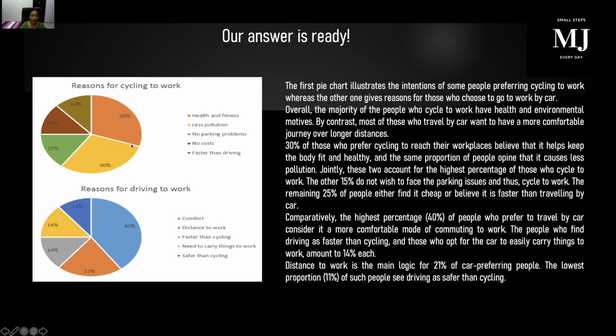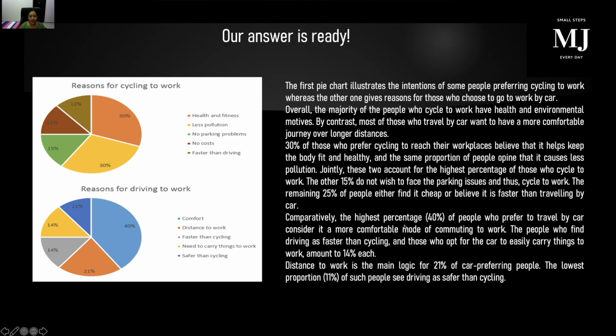Correct, the green one. No parking problems. The remaining 25% of people, 25, that means 13 plus 12, find it cheap. Either they find it cheap or believe it is faster than traveling by car. Correct, no cost and faster than driving. Okay? Let's come down to the second one.